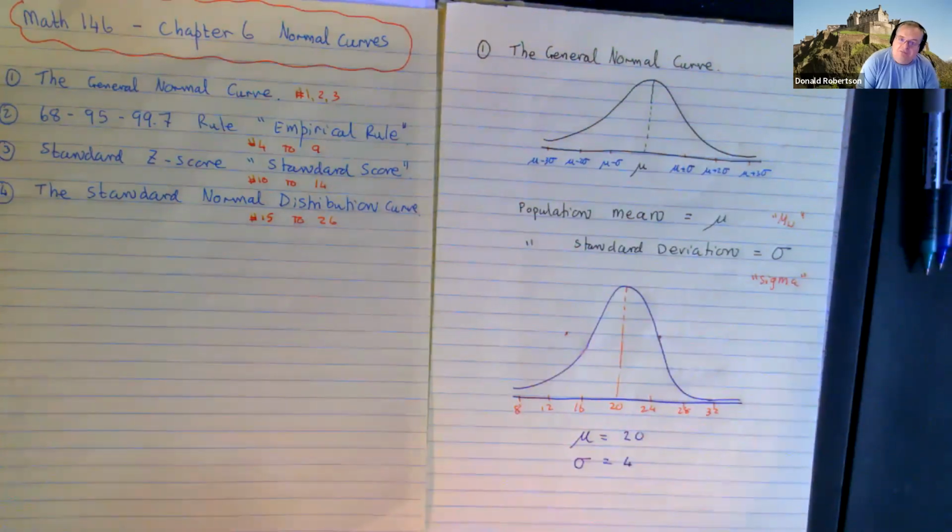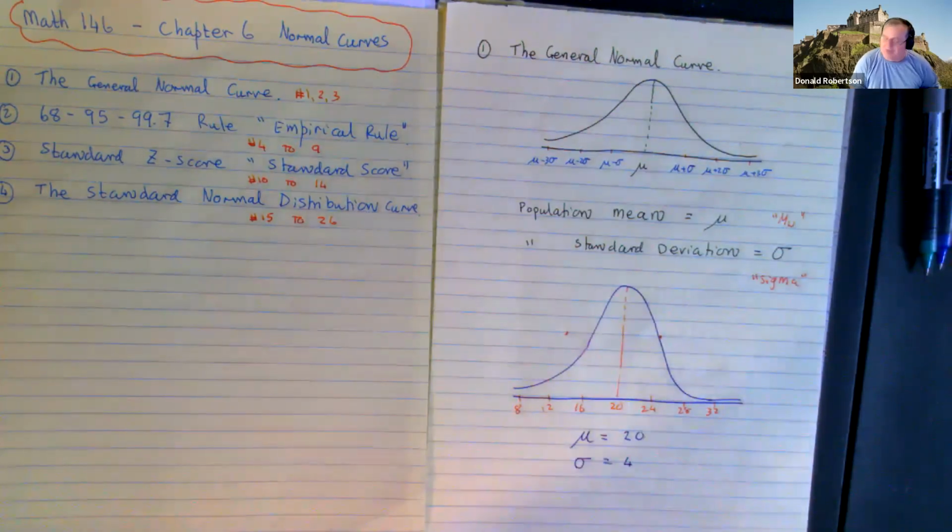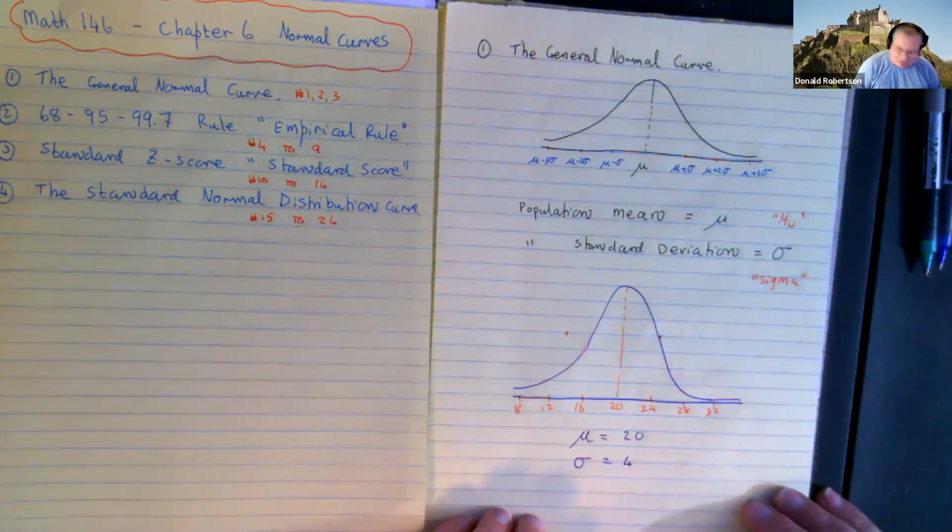It's got lots of names. It's called the normal distribution, the general normal curve, the general normal distribution. It's called bell-shaped. It's called mound-shaped. And I bet you I've forgotten a couple other names. But they're all that guy, right? They're just different names for the same guy. So it is what it is.